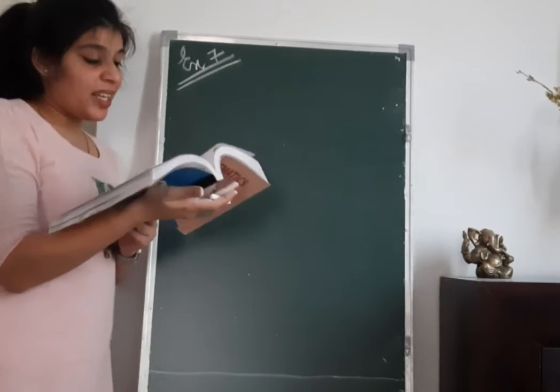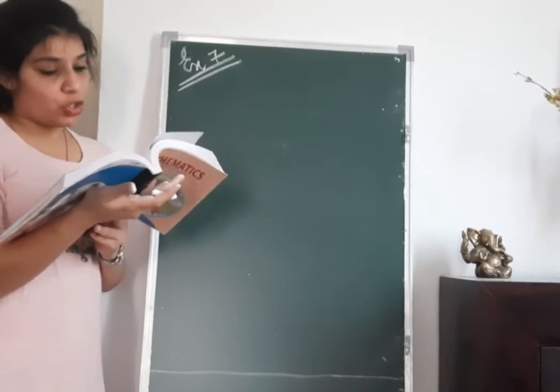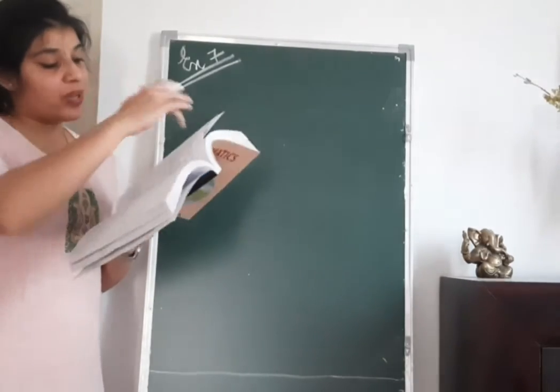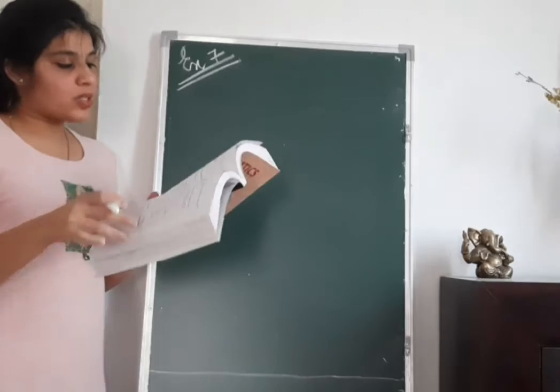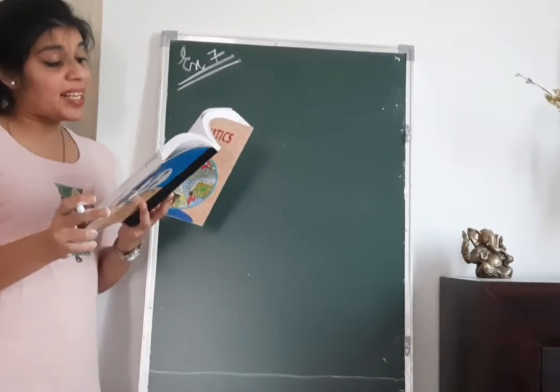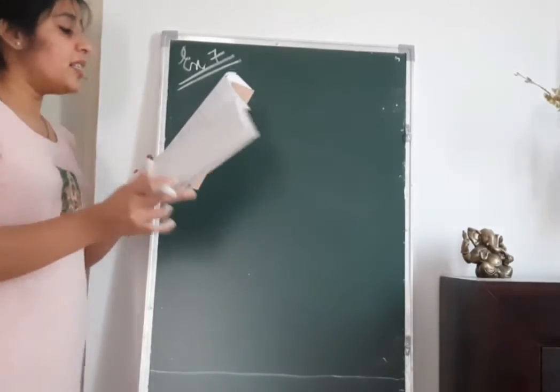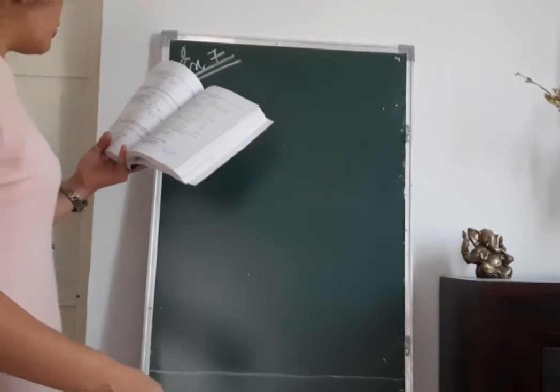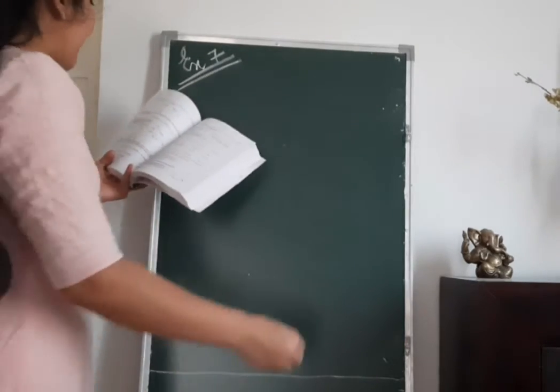In triangle PQR, right angled at Q, PQ is equal to 3 centimeter. PQ is equal to 3 centimeter and PR is equal to 6 centimeter. Determine angle QPR and angle PRQ.